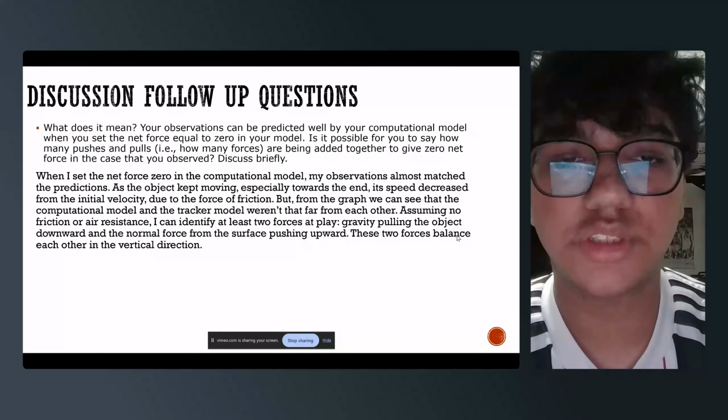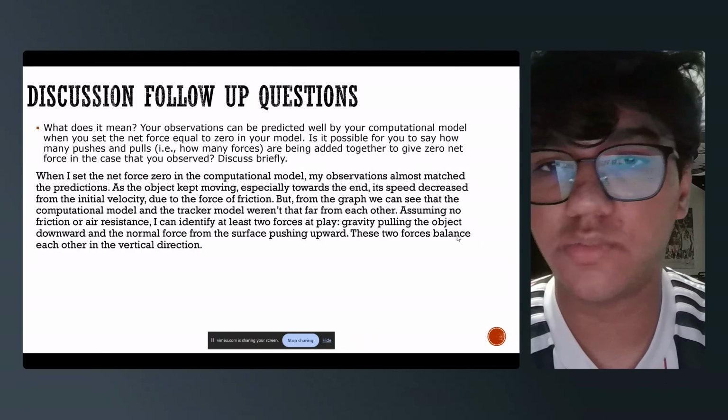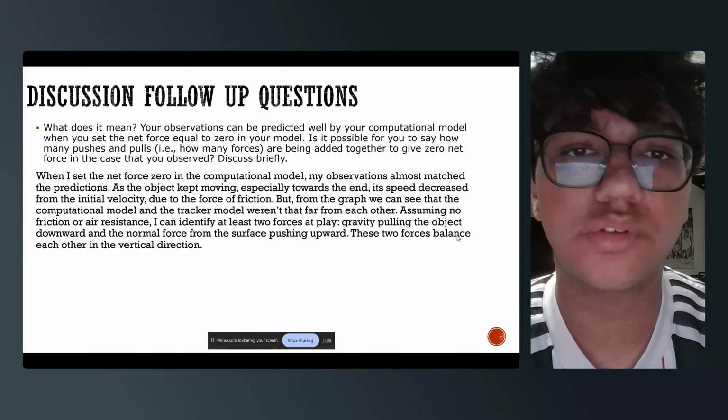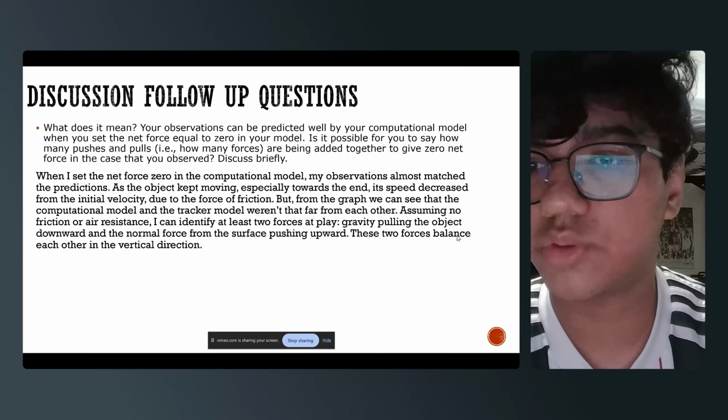Discussion follow-up question number 2. What does it mean when your observations can be predicted well by a computational model when you set the net force equal to 0 in your model? Is it possible for you to say how many pushes and pulls, that is, how many forces are being added together to give 0 net force in the case that you observe?